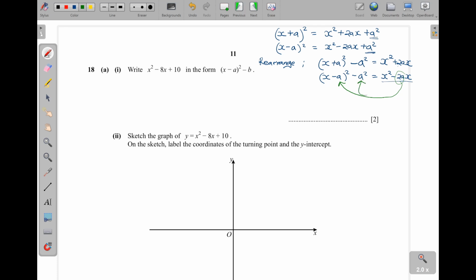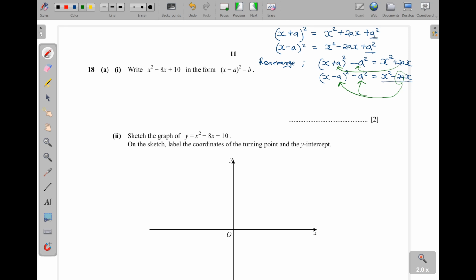The same thing with this one here, it is here and then popped outside here, and this one is a minus. So it is the same thing I'm going to do here. First of all, the coefficient of x squared has to be 1. If it is not 1, you first factorize it. Okay, you factorize out the coefficient of the x squared.